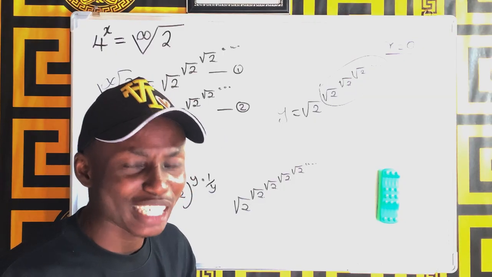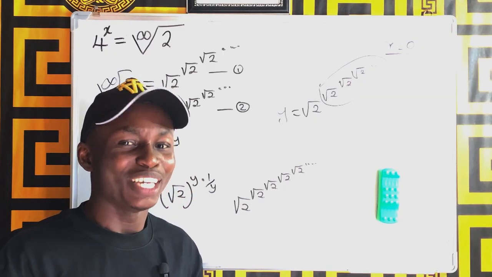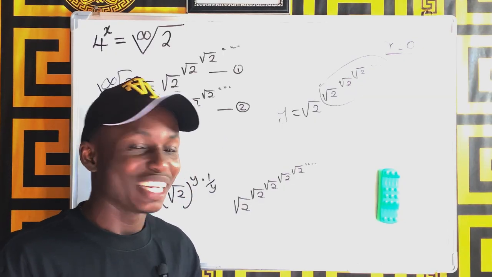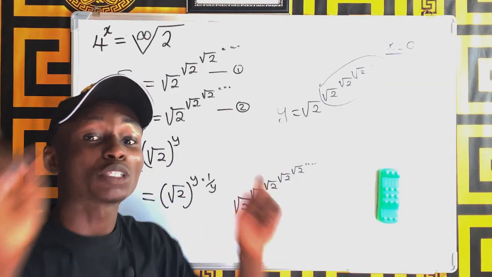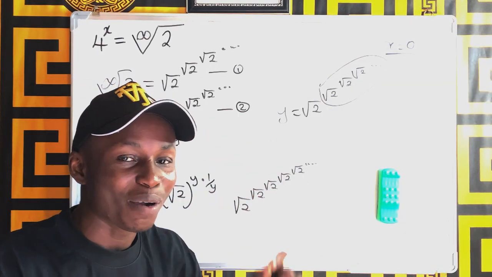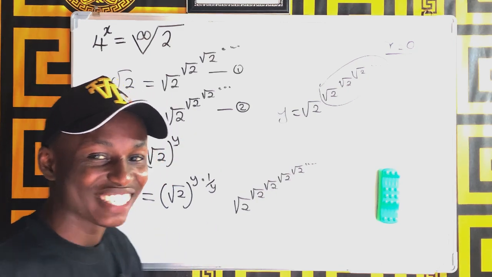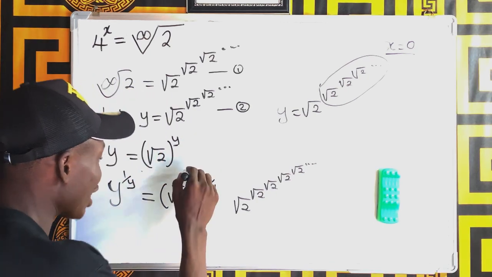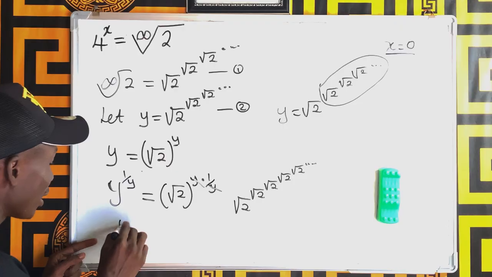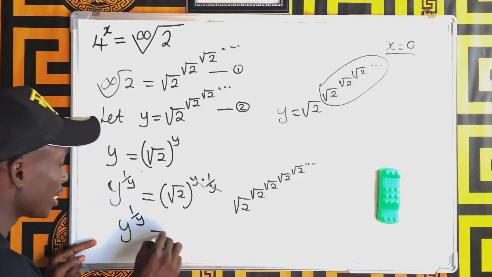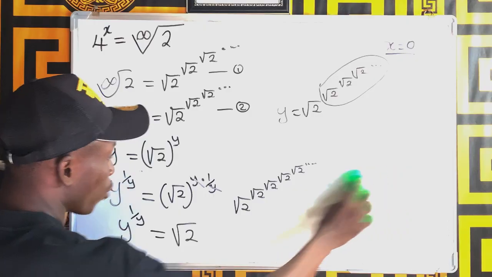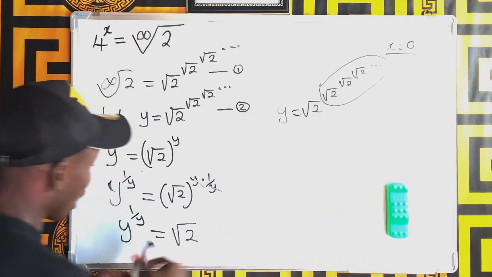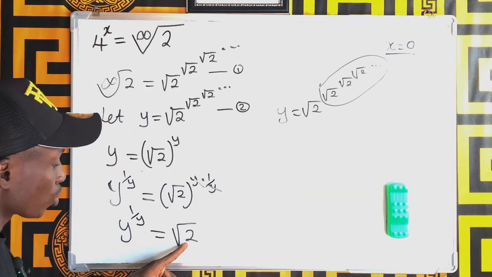Do you know that the reciprocal of 2 is 1 over 2? Do you know that the reciprocal of 3 is 1 over 3? So the reciprocal of this y you're seeing is 1 over y. So what I did was multiply both powers by 1 over y. Wow, this is beautiful. So that this can cancel out this. And now we say that y raised to 1 divided by y is equal to root 2.